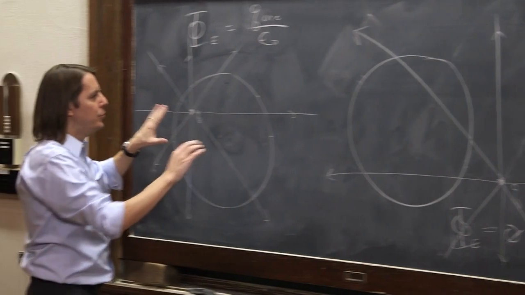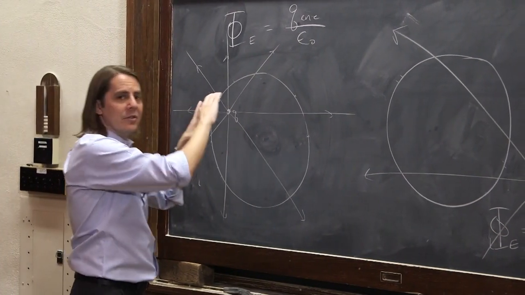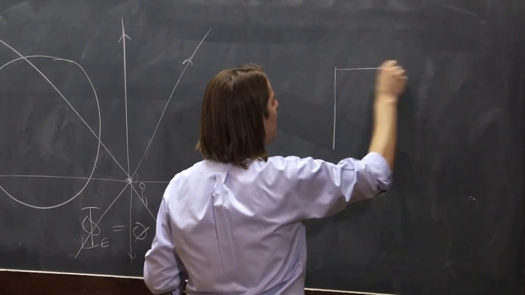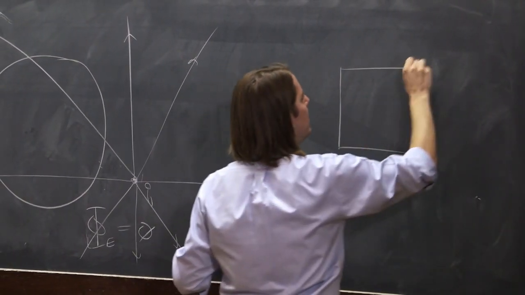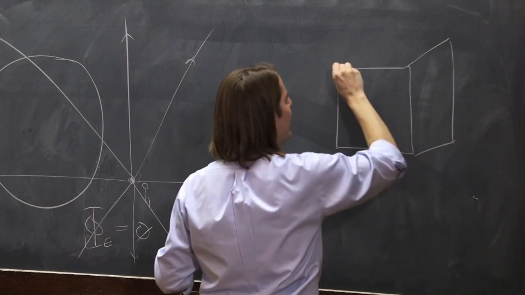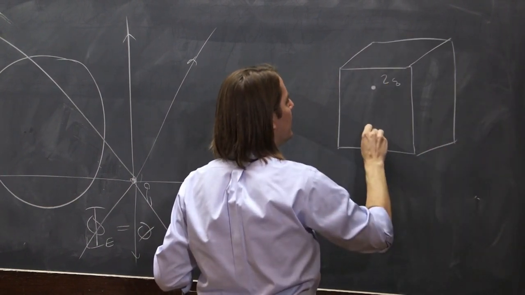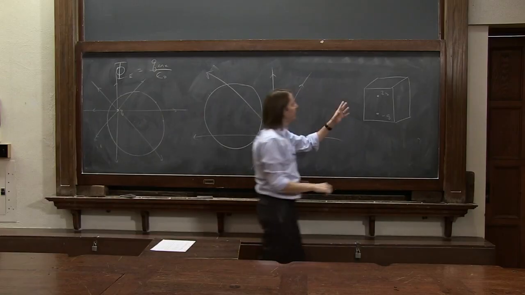These arguments do not rely on it being a symmetric sphere. You could also do it for a cube. Okay, so here is a 3-dimensional cube. I won't draw the back parts. Let's just imagine we have 2q here, and let's imagine we have minus q here. Those are inside the cube.